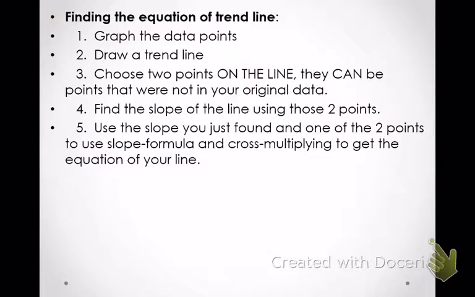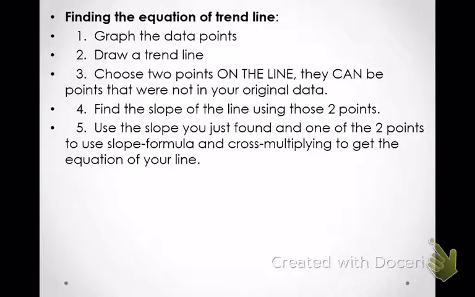So, once we have the line, we're going to want to come up with the equation of that line to help us make a prediction. So, how are we going to use all of this? Well, we're going to collect our data first, graph the data points after we've made our ordered pairs, draw a trend line, choose 2 points on the line.